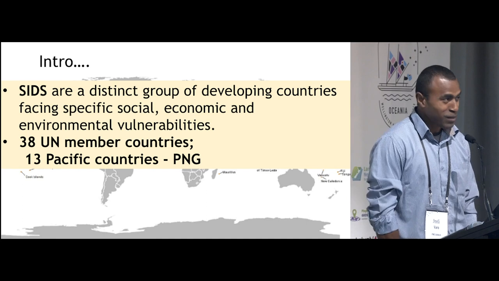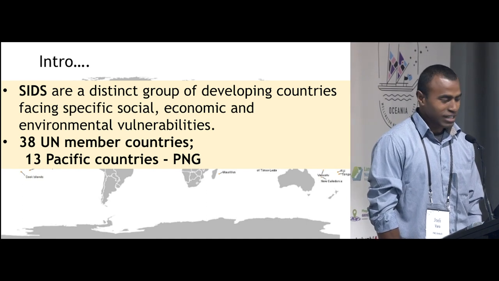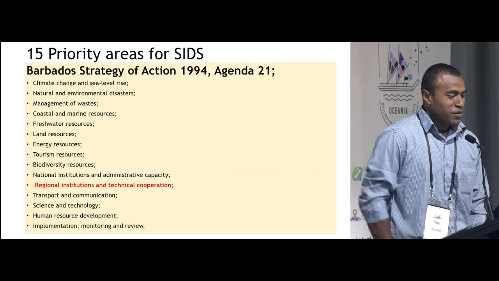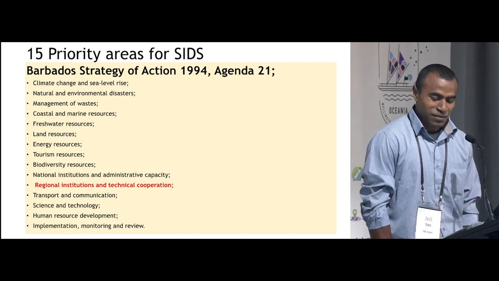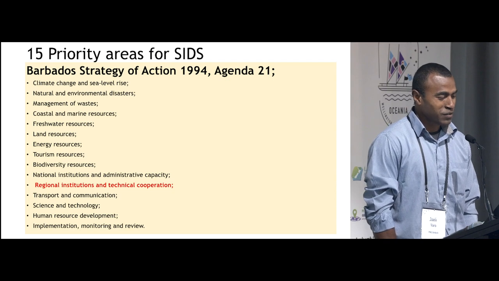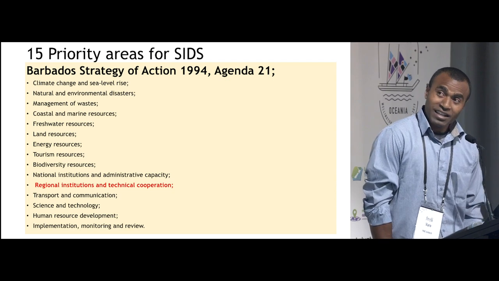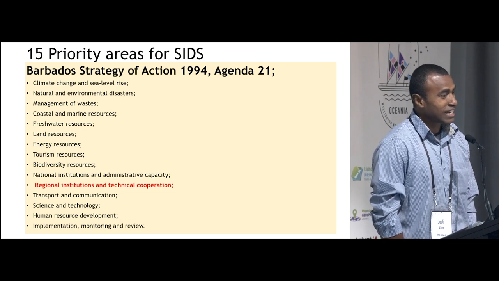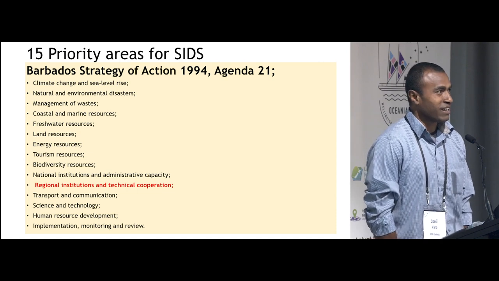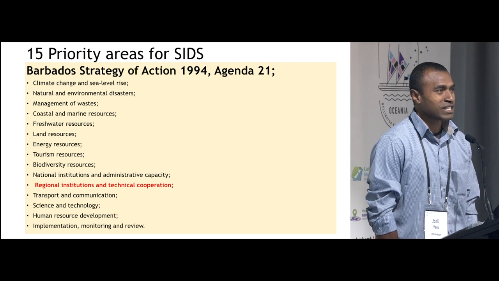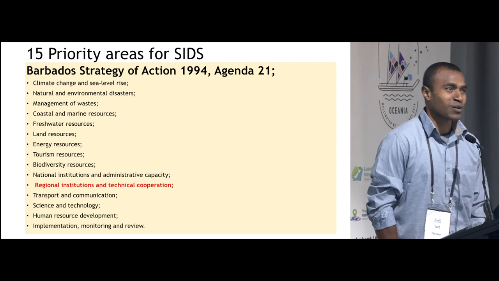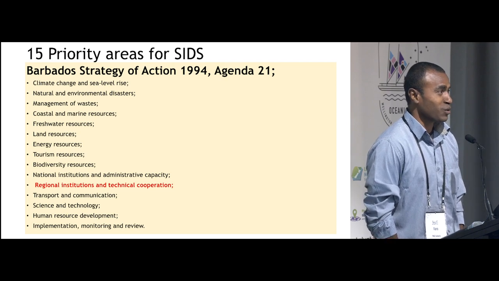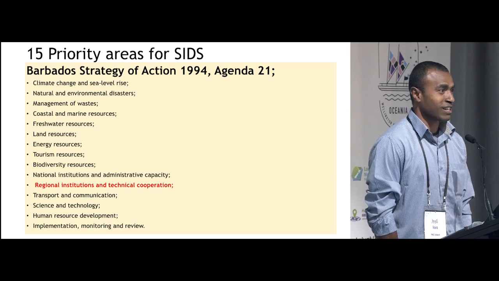Among the UN member countries there are 13 Pacific Island countries, PNG is one of them, Fiji, Tonga, Samoa, and you name it. There are 15 priority areas as highlighted by the Barbados Strategy of Action in 1994. The one I highlighted in red simply says regional institutions and technical cooperation, that's why we are here. We need more vibrant, dynamic, regional collaboration, and also the dissemination of knowledge and technical know-how to small island developing states. That's what we need to do.